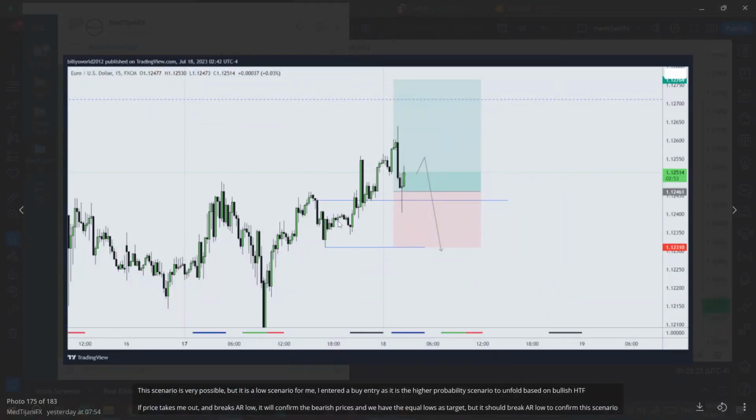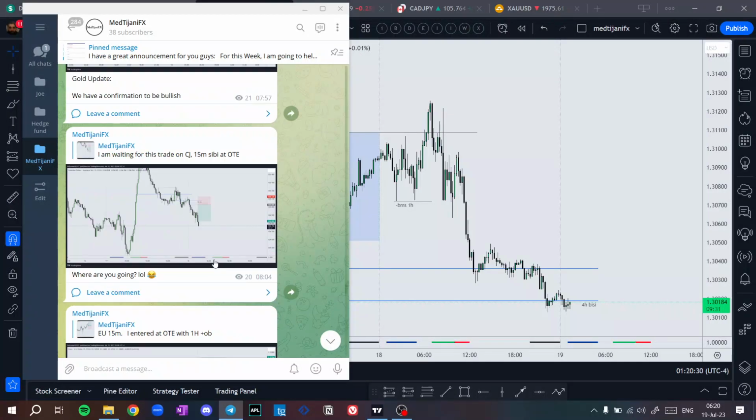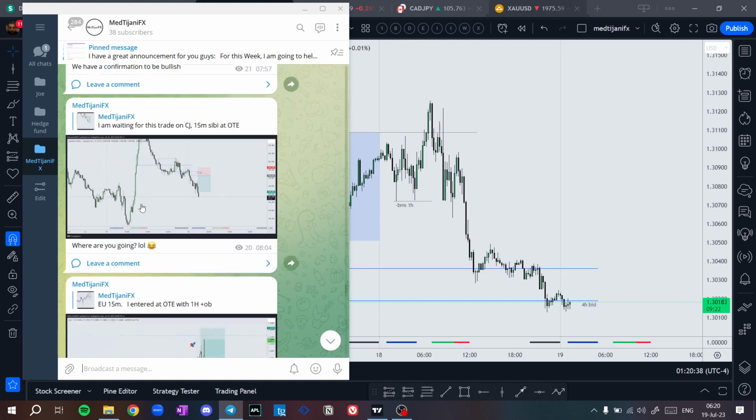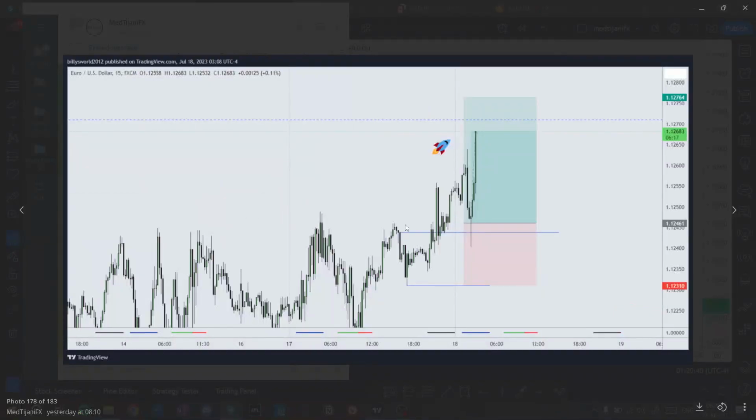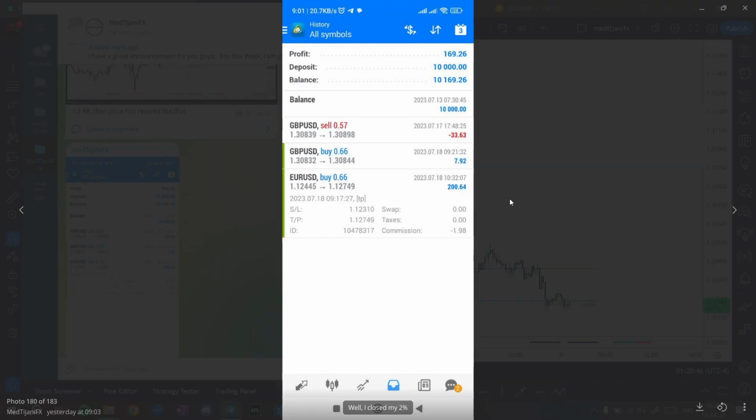So price then, this is the gold trade. I was waiting for a gold trade that I never took. I didn't take it because of something that happened in my life, so I'm going to show you the trade too. Then EURUSD went higher, giving me 1 to 2 here.